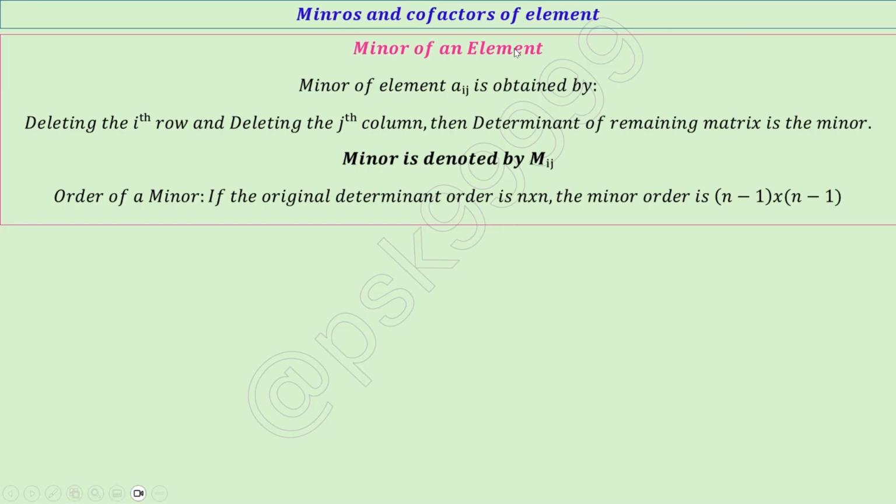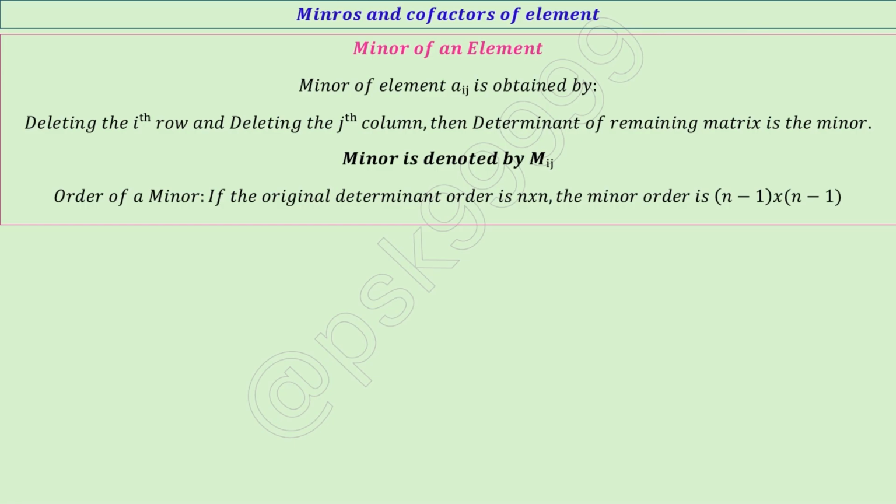Okay, there is a spelling correction here. Minors and cofactors. So what is the minor of an element? Minor of an element aij. You know the notation: small a ij means the element in the ith row, jth column. Now the minor of an element aij is obtained by deleting the ith row and the jth column, then determining the remaining matrix. The determinant of the remaining matrix is the minor. When we see the example, you will understand easily.